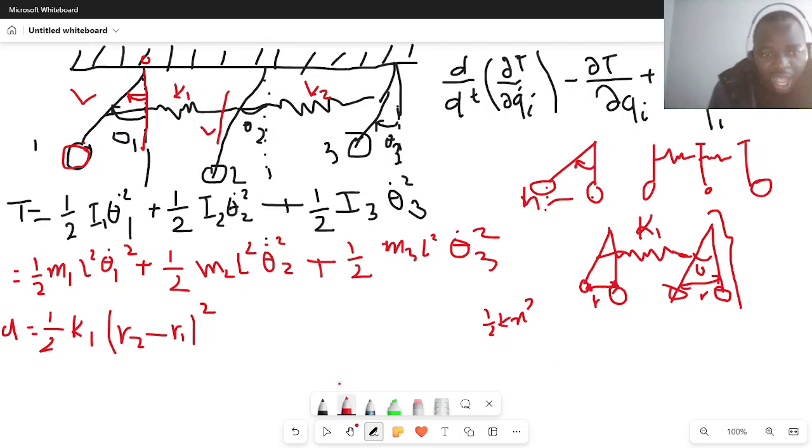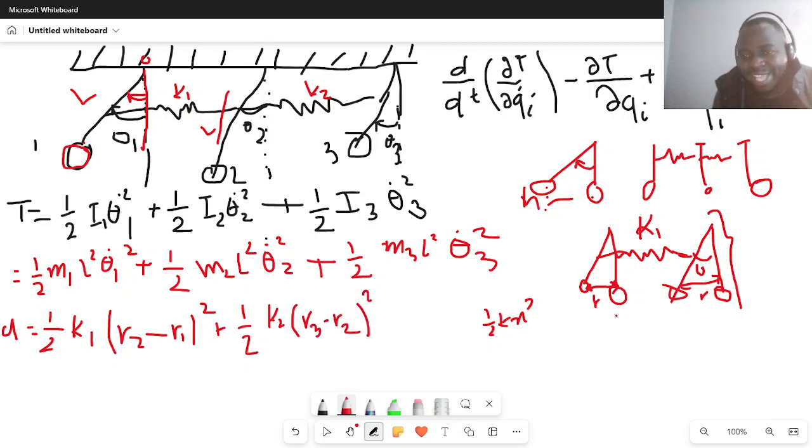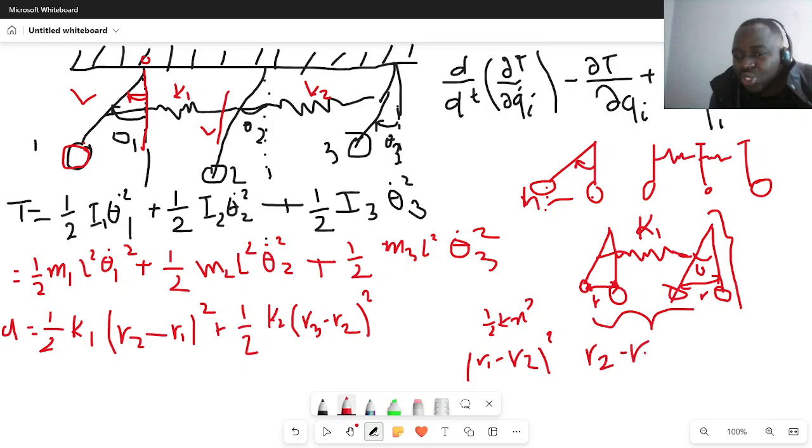Now, I have spring 2. Spring 2 is between object 2 and 3. So in that case, I'm going to have plus half K2 times R3 minus R2 squared. Remember, I insisted here, the order that you take is the order that you keep. If I started with R1 minus R2 squared, it means in the following one, I will also start with R2 minus R3 squared. I don't know if you get what I'm trying to say.